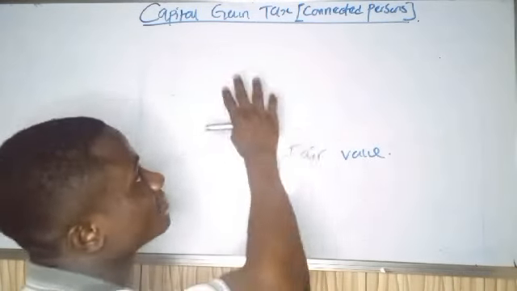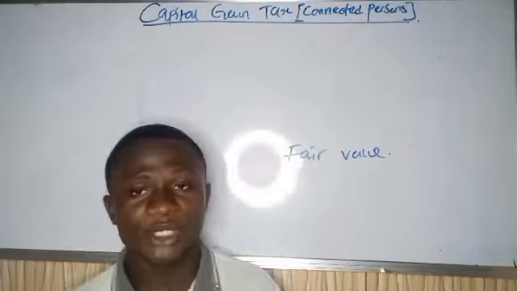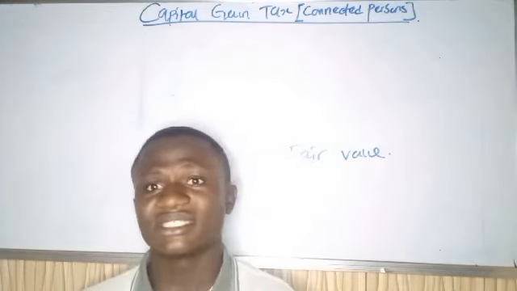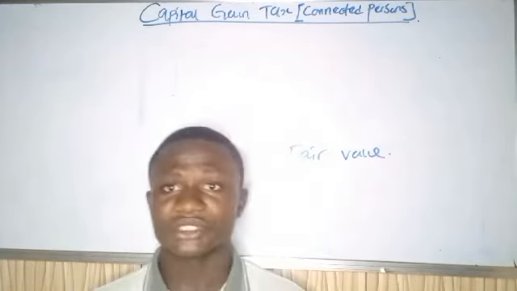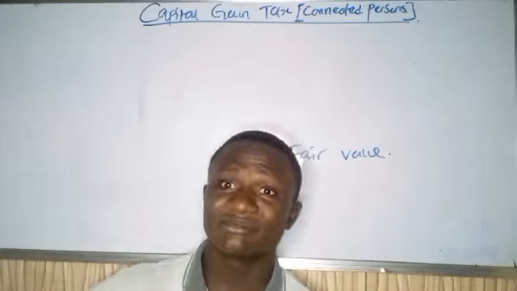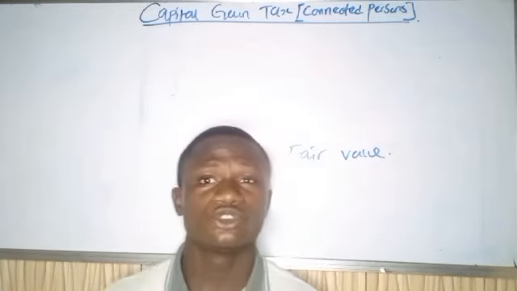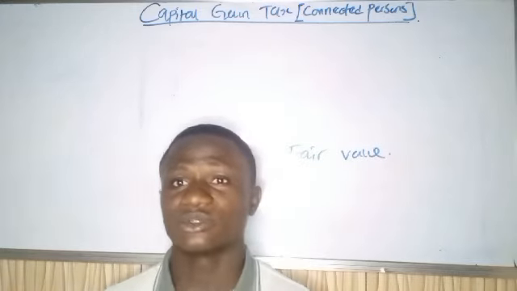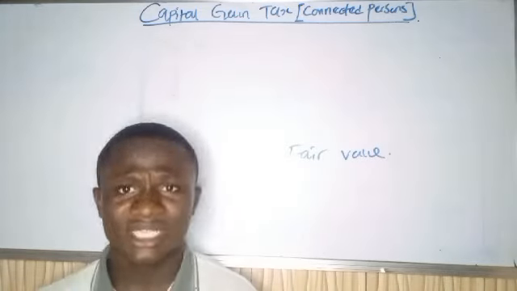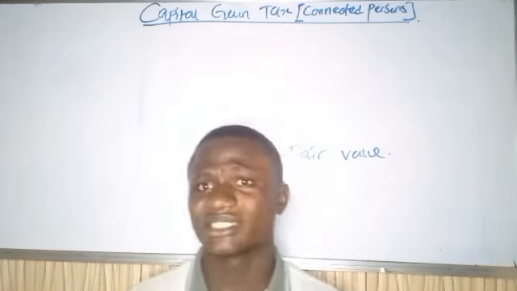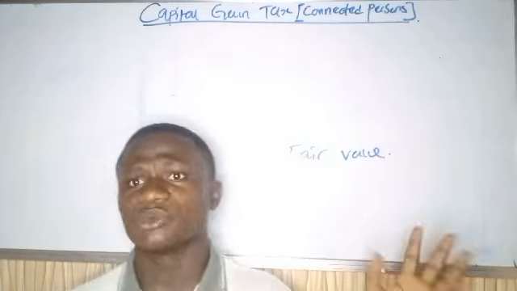So capital gain tax of connected persons is when one person is selling a chargeable asset to another person and is not selling it at the market value. If the asset is not being sold at the market value, we are going to use the market value for estimation. Enough of talk, let's take one or two questions and look at what I mean so that we can solve together.